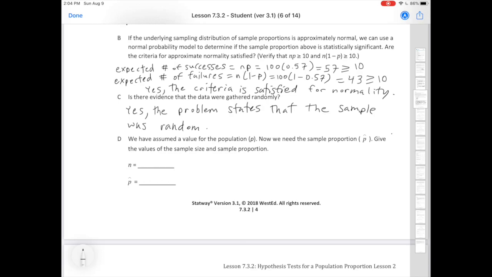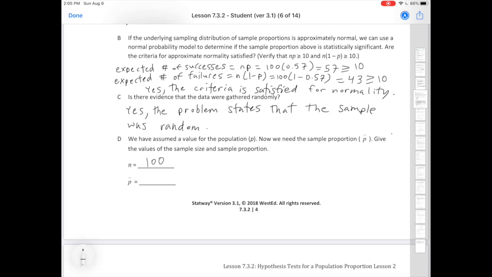Part D. We have assumed a value for the population P. Now we need the sample proportion P hat. Remember, P is different than P hat. P we get from the null hypothesis, but P hat is from the sample itself. So let's give the values of the sample size and the sample proportion.